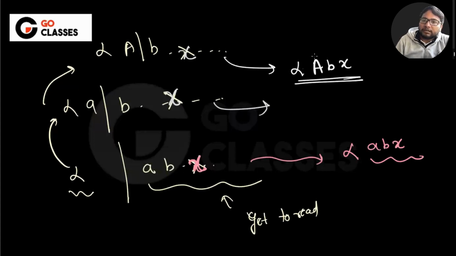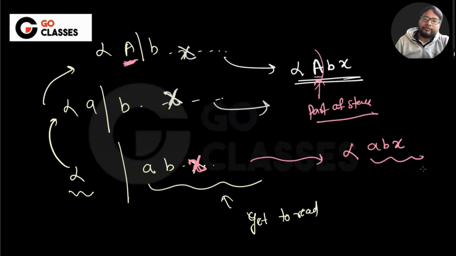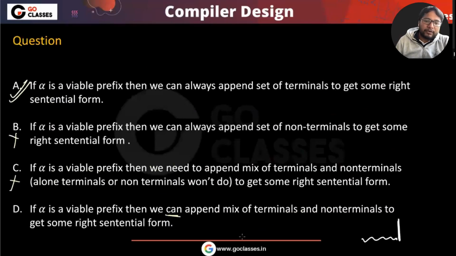So here in the alpha, you are appending some non-terminal, some terminal. Basically in alpha, we always have the option to append the terminal. But if we want, we can append the non-terminal also, if that gets reduced to something. It will be part of the stack, obviously. So we can append the non-terminal also, and then we can also get the right-sentential form. Is this okay? Let me know. So here we can append a mix of terminals and non-terminals, and then we can go to the right-sentential form.